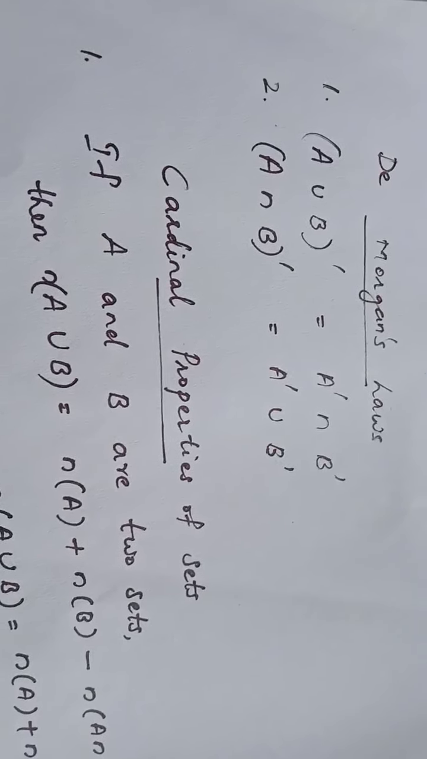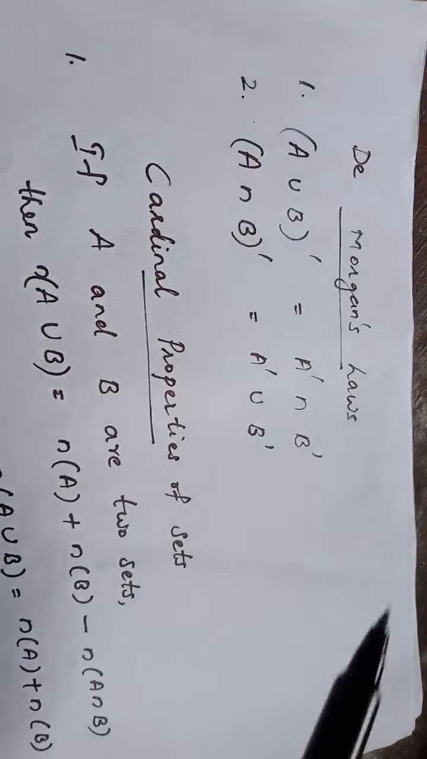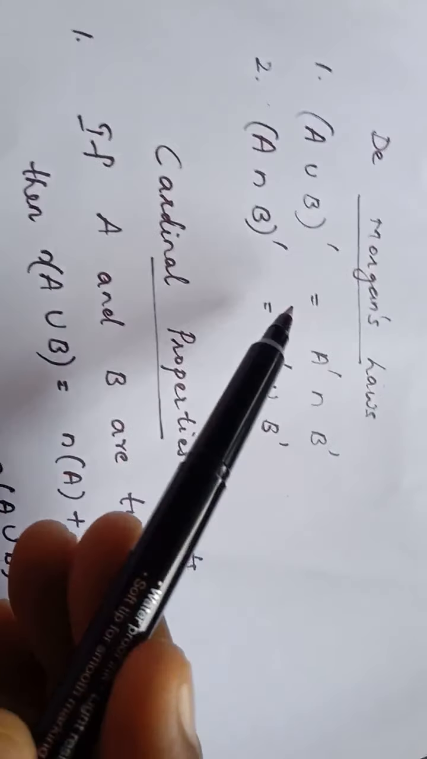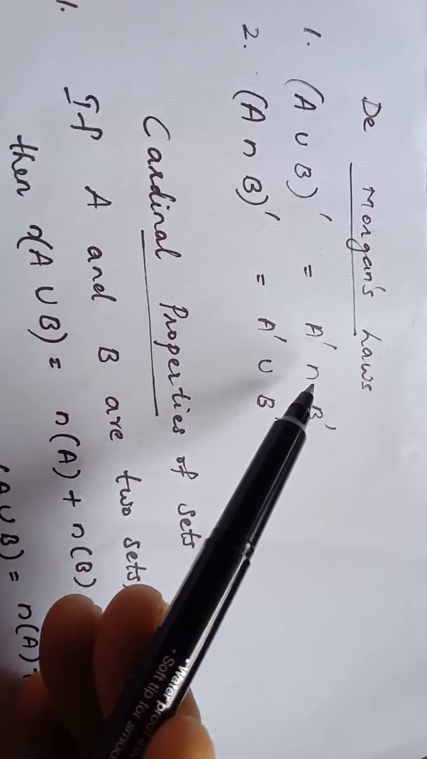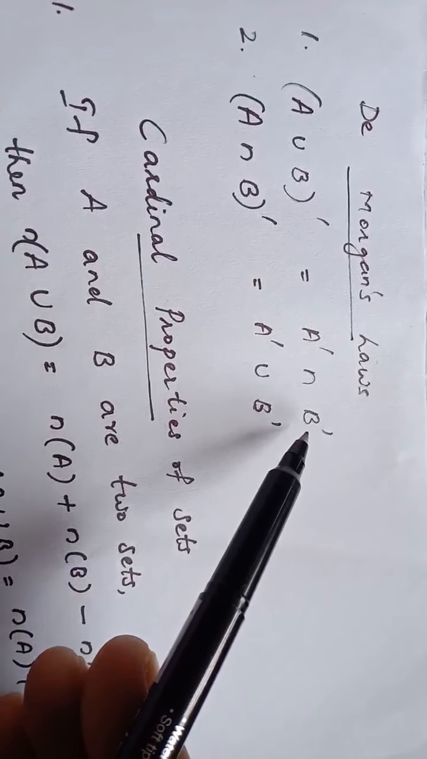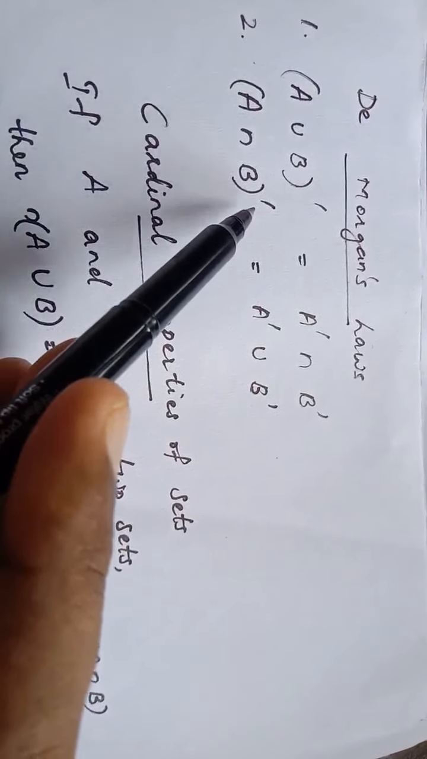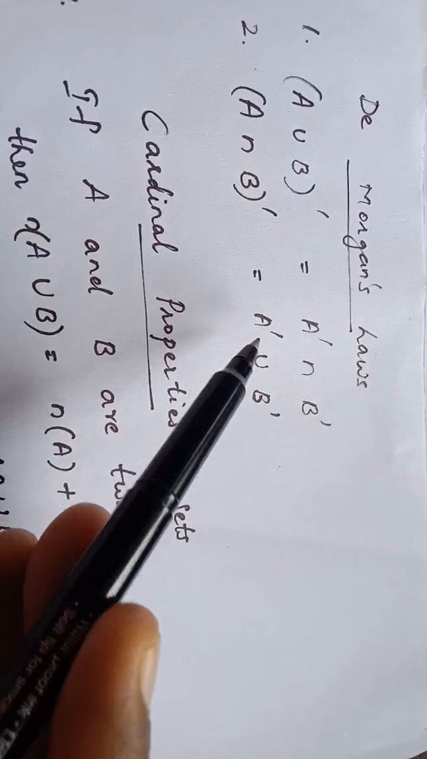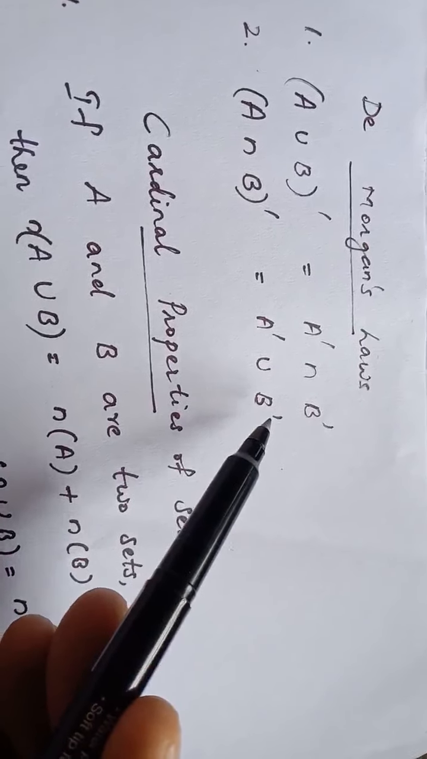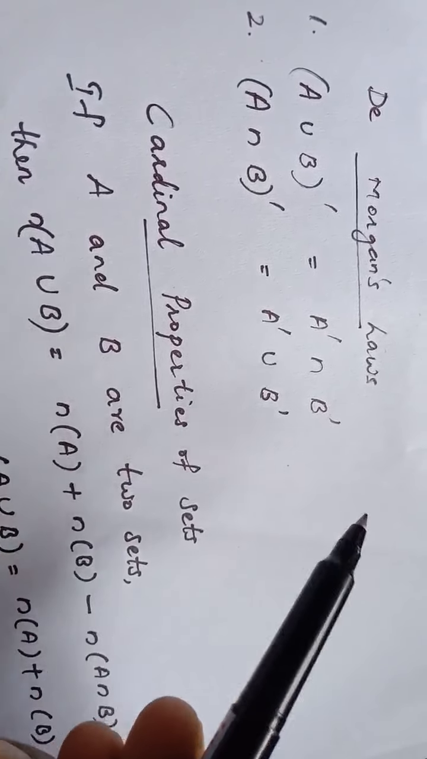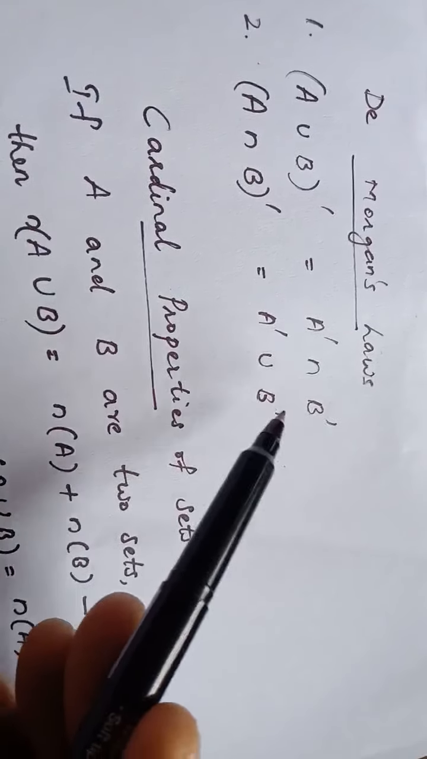We have De Morgan's laws. First one, we have A union B, the whole complement is equal to A complement intersection B complement. Same way, second one, A intersection B, the whole complement is equal to A complement union B complement. Now this we can solve by taking an example that I will show you later, how to solve this kind of questions.